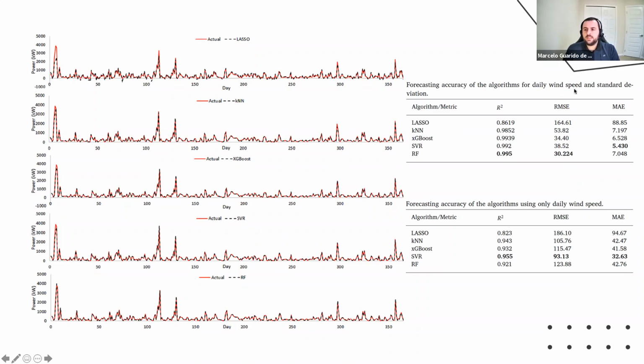But then they decided to include the standard deviation of the daily wind speed. So that says how much the wind is varying during the day, if it's stable or not stable. And the improvement in their metrics was really high. So they got a huge improvement just by adding one new feature. So one of the things you're going to be looking at in the future is how to do feature engineering to improve your model. Sometimes the best improvement is just to work with your features, not selecting different models.